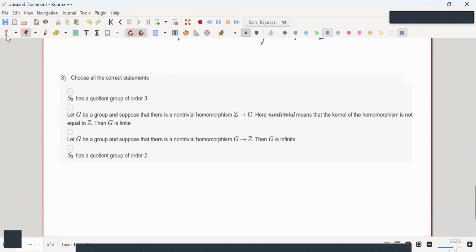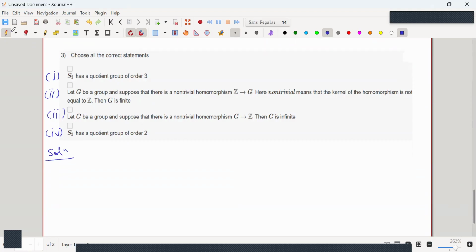So the first part is: S3 has a quotient group of order 3. Is it correct? No, sir. Why? Considering any order 2 subgroup, there's no normal subgroup of order 2. So S3 can't have a quotient group of order 3. 6 by 2 has to give 3, but there's no normal subgroup of order 2.